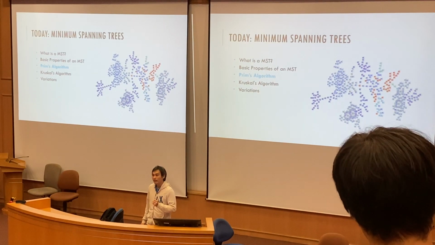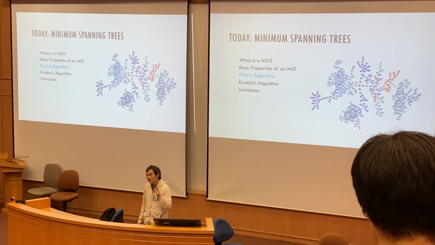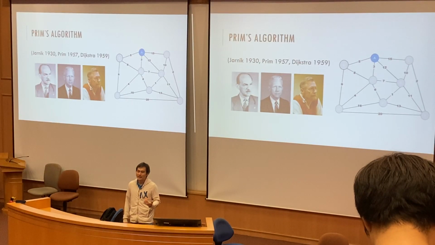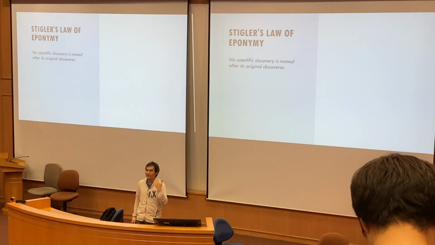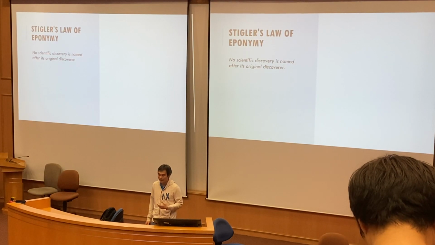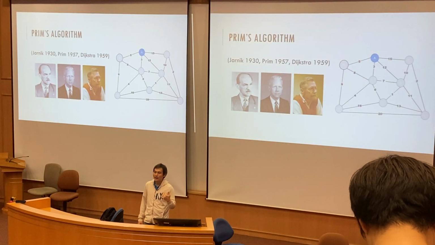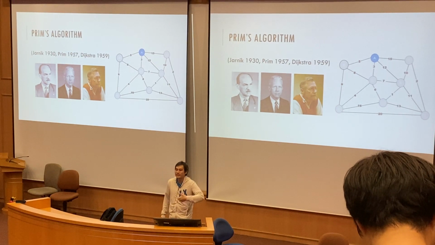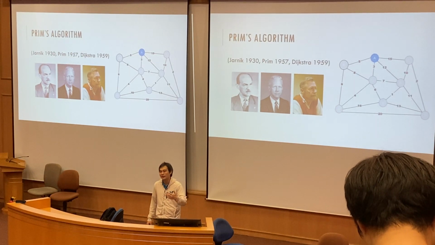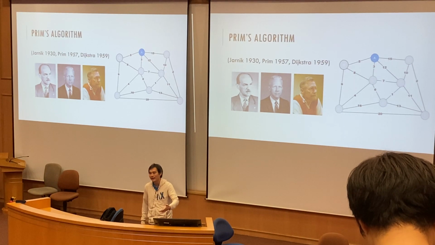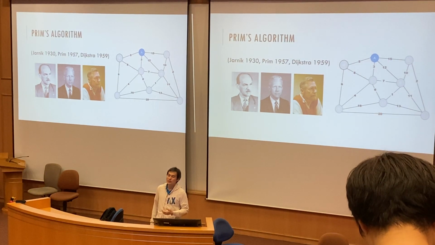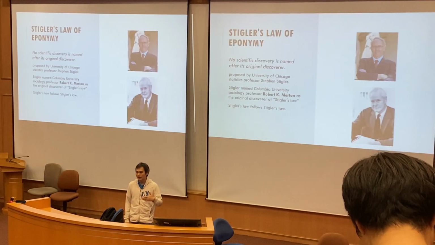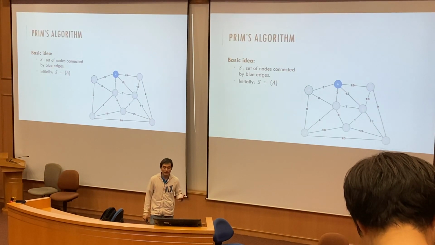Let's start with Prim's algorithm. Next week we'll cover Kruskal's, but today we'll do Prim's. Prim's algorithm wasn't invented by Prim, as you know already. It's an example of Stigler's law again. It was initially invented by Jarnik back in 1930. Prim rediscovered it in 1957, and then Dijkstra rediscovered it again in 1959. So it was discovered by 3 different people, and it's named after Prim, not the original inventor.